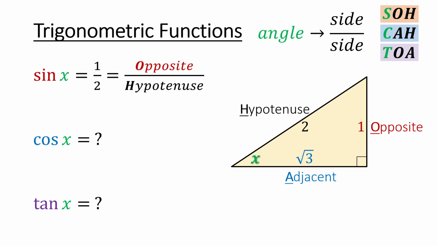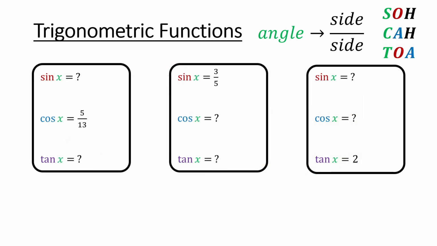So cosine tells us the ratio of the adjacent side to the hypotenuse, square root of 3 over 2. Tangent is the ratio of the opposite side to the adjacent side. So tan x is 1 over the square root of 3. Let's try some examples.